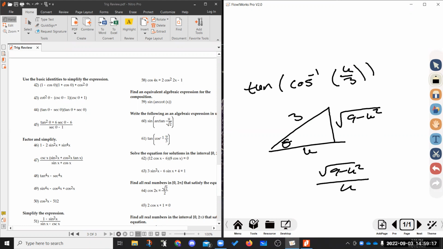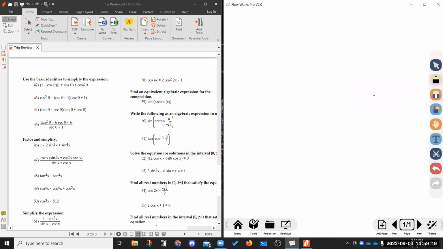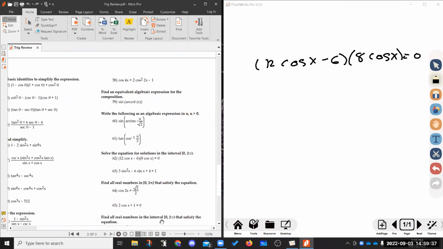We're on to number 62 already. 12 cosine of x minus 6, 8 cosine of x, and it's an equation now, it equals 0. So we're going to have to solve on 1 revolution around the circle is what our instructions say. I'm not sure if you can see that, but it says solve on the interval of 0 to 2 pi. 0 is included, 2 pi is not included.